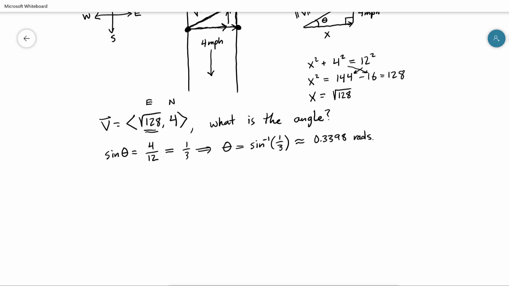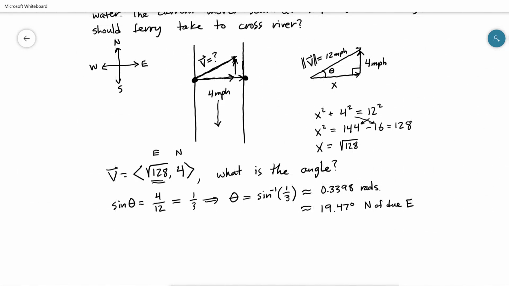If we're talking about this in real life, bearings are typically measured in degrees. So if I wanted to convert it to degrees, it turns out this is about 19.47 degrees, and the bearing is north of due east. So north of east, because that is the angle we are trying to go, north of east. 19 degrees north of due east. There's what the answer to that one would look like.